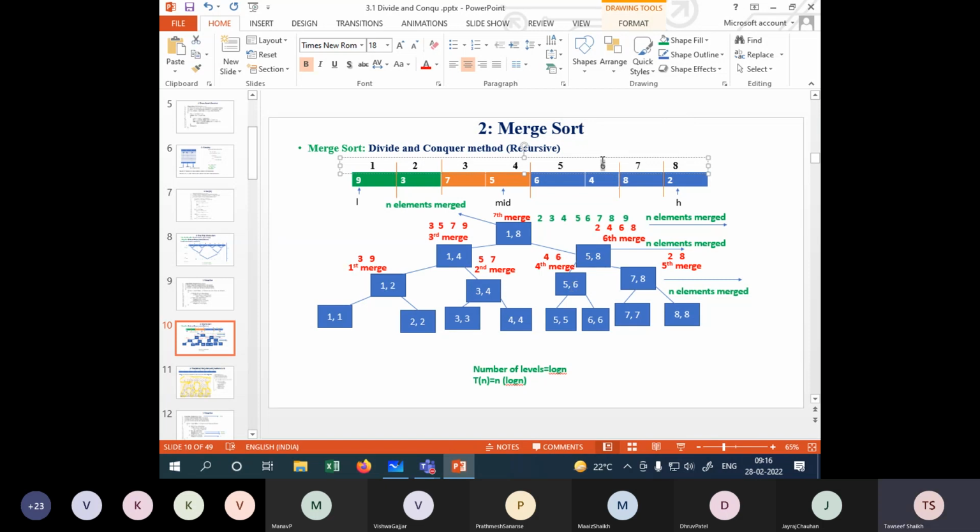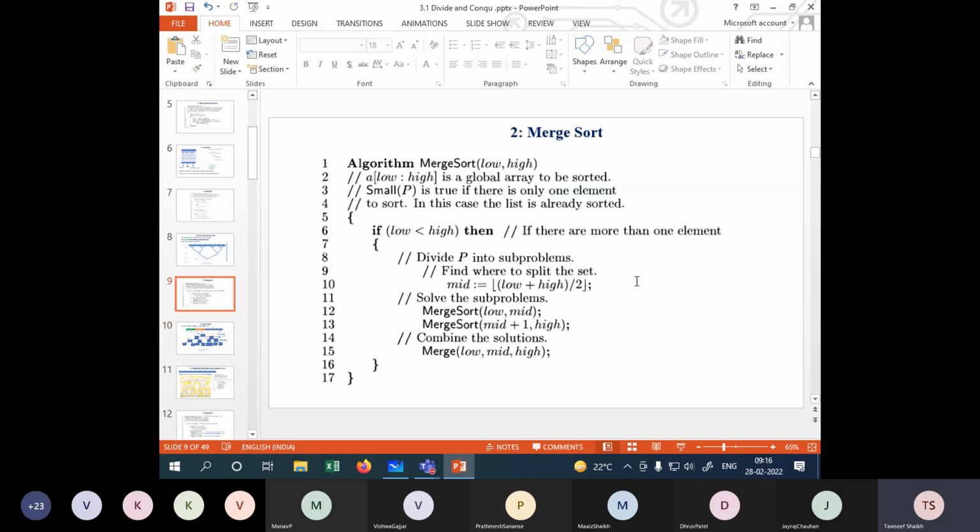And this will become the new high for it, which is the mid value, that is 5 comma 6. And on the right hand side, we will call again recursively this function, mid plus 1 to high.